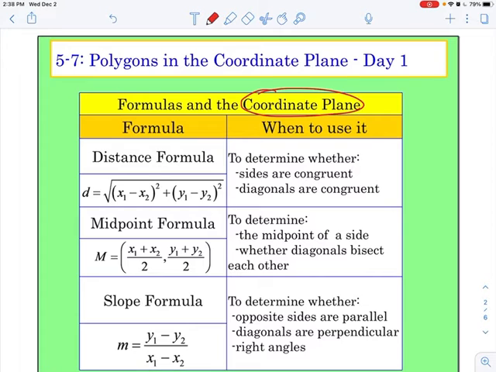Then we also talked about the midpoint formula. Midpoint formula is x1 plus x2 divided by 2 and y1 plus y2 divided by 2. When would you use the midpoint formula in this section? To determine the midpoint of a side and whether diagonals bisect each other. If they bisect each other, they're going to share that same midpoint.